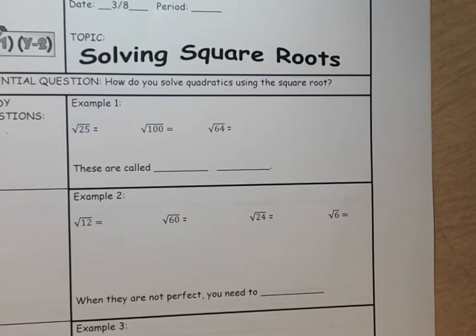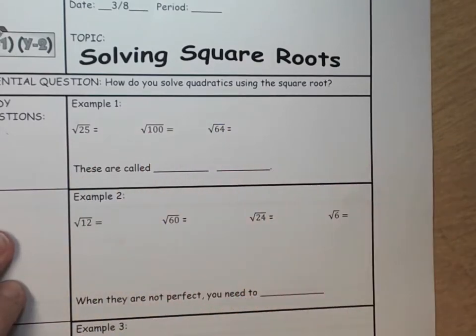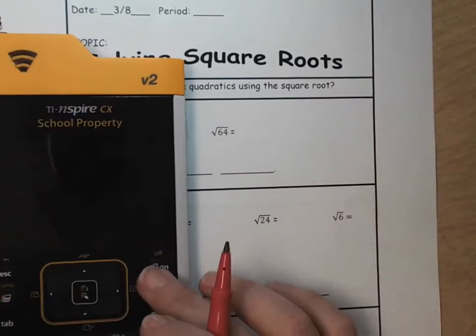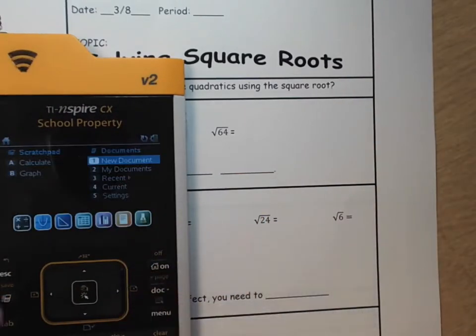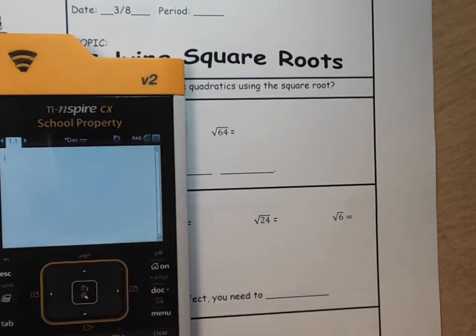Okay guys, today we're going to be doing quadratics using square roots. These here, like example 1, are called square roots. To put them in your calculator, so if we're going to do the square root of 25, you're going to go to New Document, never save it, and you're going to go to Calculator.